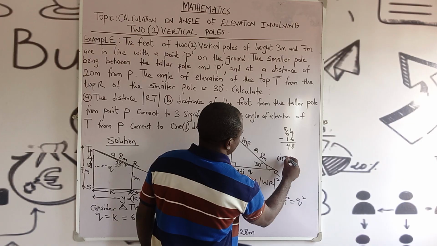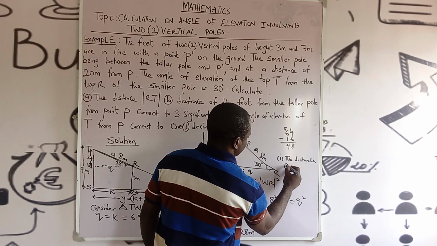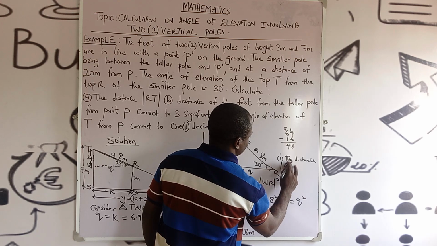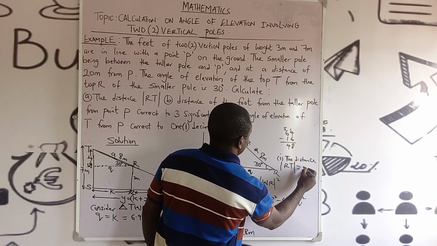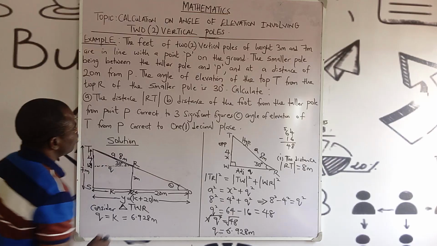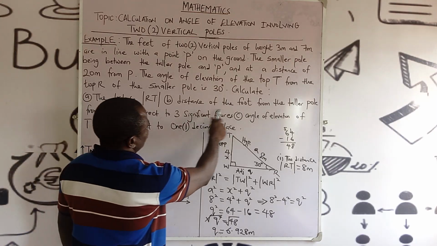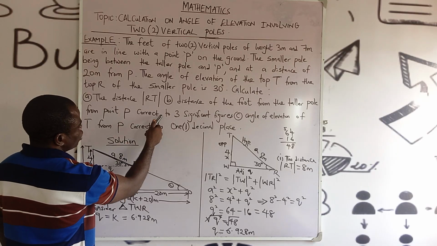Therefore, the distance RT, line RT, so RT equals 8 meters. That's the first question. The second question: the distance of the foot of the taller pole from P, correct to 3 significant figures.